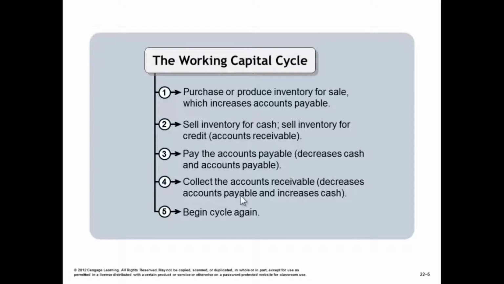So step number 1, we purchase or we produce inventory for sale, and that increases our accounts payable when we do that. Step number 2, we sell inventory for cash, or we sell inventory for credit. When we sell inventory for credit, that's going to impact our accounts receivable. Step number 3, we pay the accounts payable. That's the stuff that we've charged. That decreases our cash and our accounts payable.